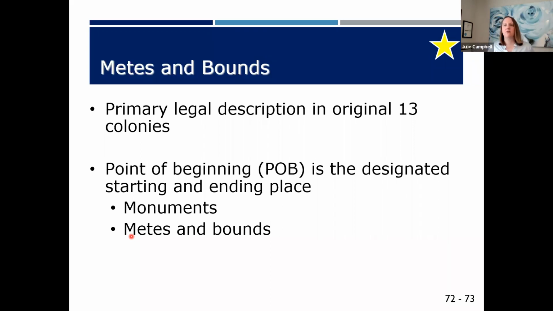We may be able to use another one. We'll talk about that in a second. But mostly the one that we use in North Carolina is metes and bounds.